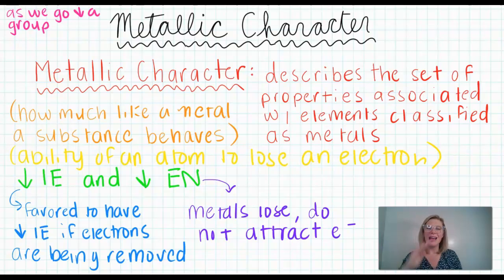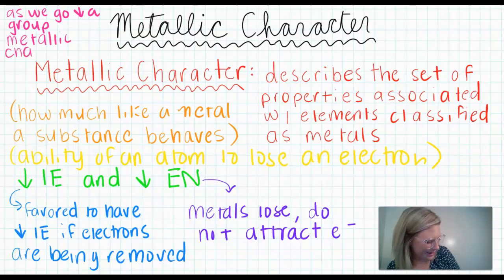Now, what about electronegativity? Same explanation. As we go from top to bottom, our electronegativity is also decreasing. Why is that the case? Again, the bigger the atom, the less nuclear pull a random electron floating around would feel, so it has a much harder time accepting or attracting an electron. So as we go down a group, our metallic character is going to increase.